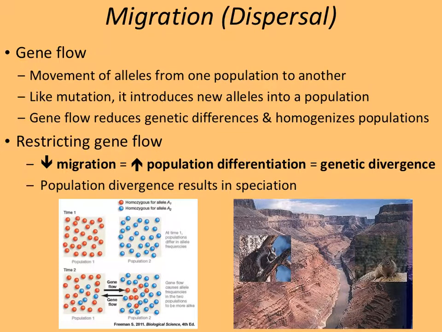When gene flow, this is important, when gene flow is interrupted, that's when populations become isolated. So they may have been one big population, something stops gene flow, and each population starts to evolve separately, whether it's because of a different environment or just because of all these other forces of evolution, like genetic drift.